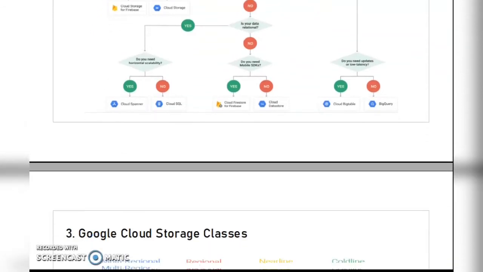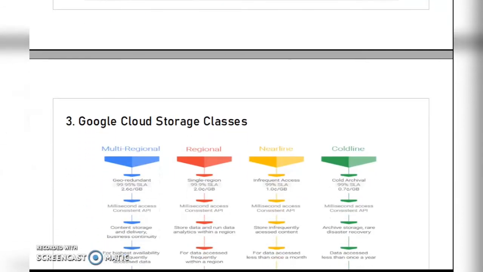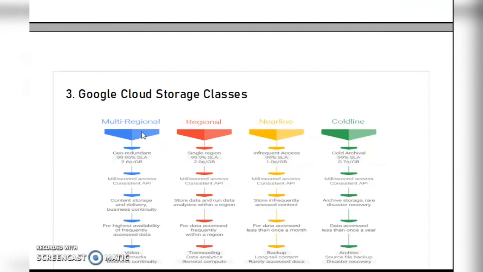Moving to the next one, we have the Google Cloud Storage classes. Like AWS S3, we have certain classes here in Google Cloud Storage. First one is multi-regional, second is regional, third is nearline, and the fourth is coldline. Coldline is nothing but AWS Glacier.